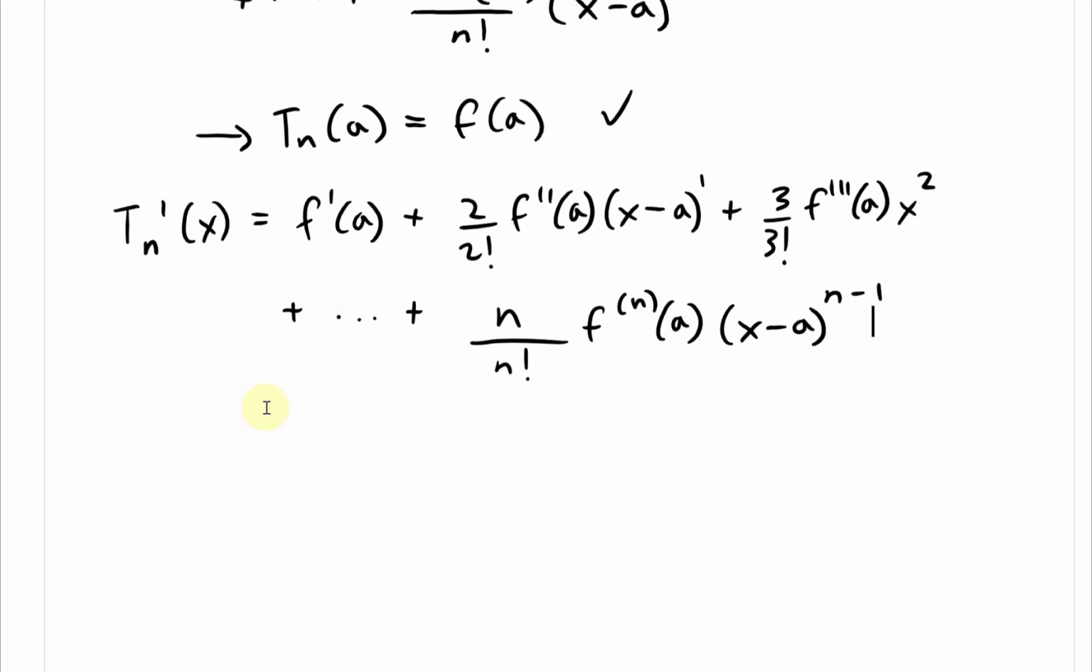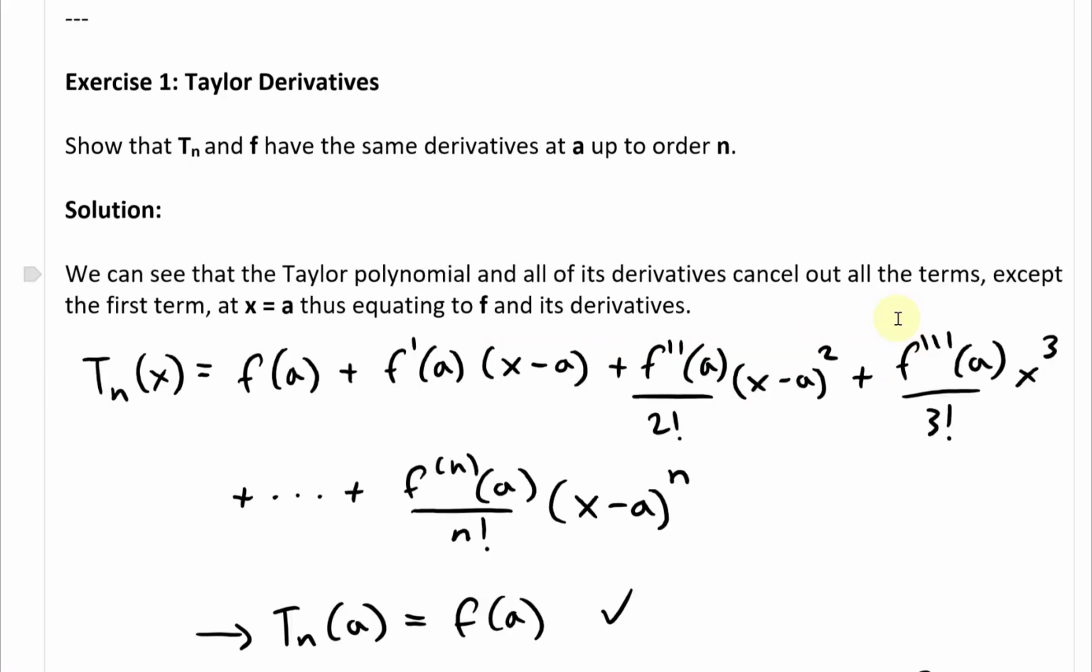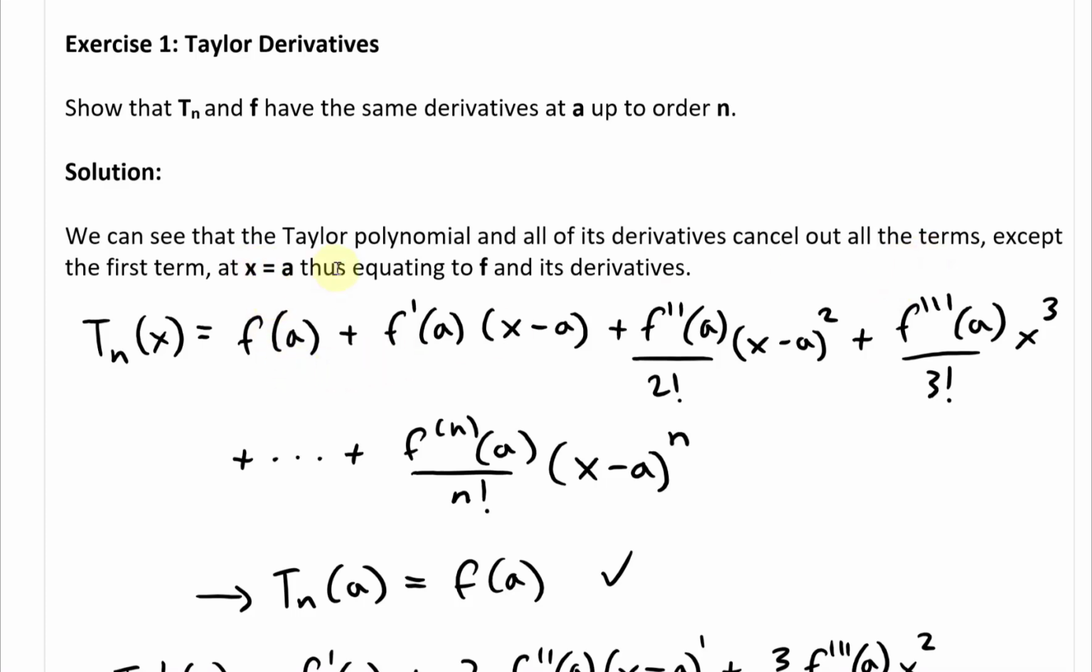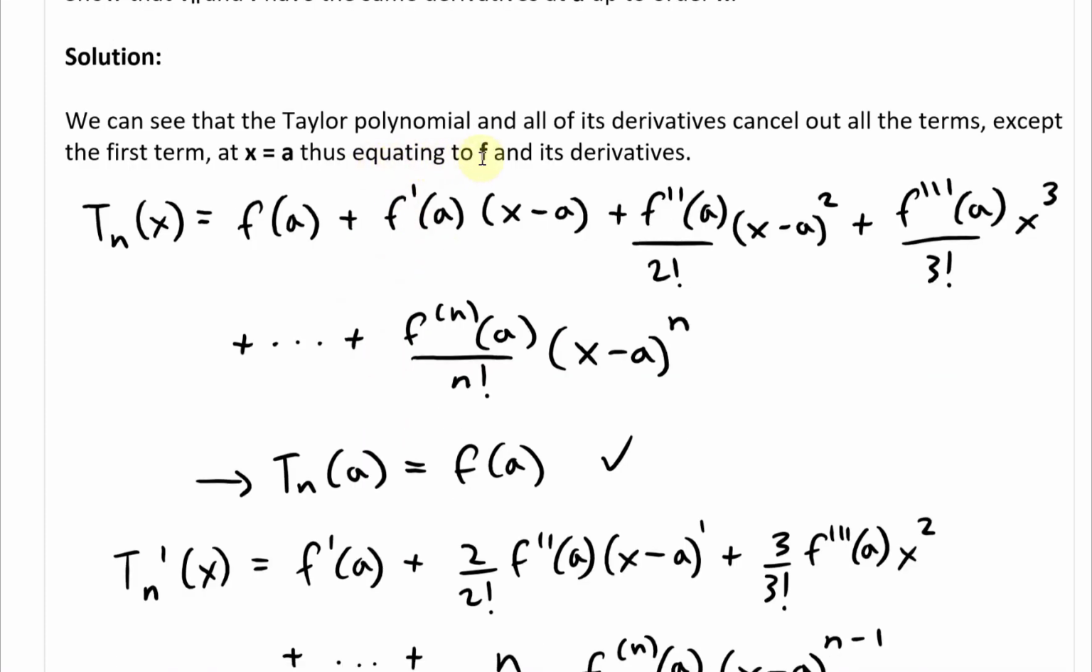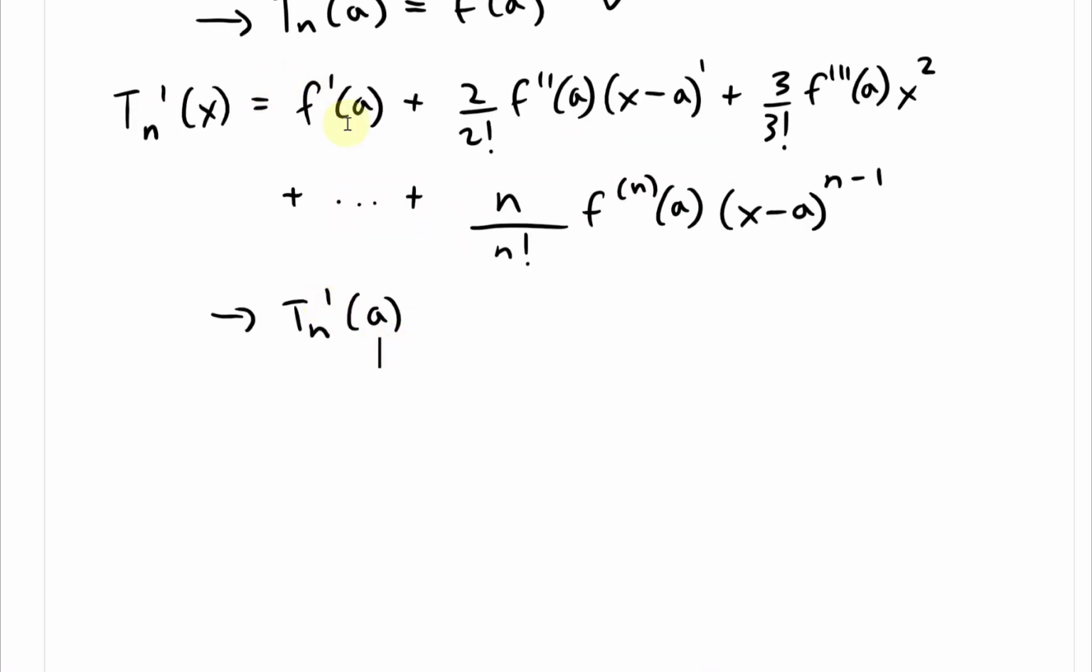Now when we plug in a into T n prime, everything else vanishes but the first term. As I stated here, everything vanishes except the first term. All the derivatives cancel out all the terms except the first term at x equals a, thus equating to f and its derivatives. So here it equates to f prime. All of these just vanish, and we're just left with f prime of a.